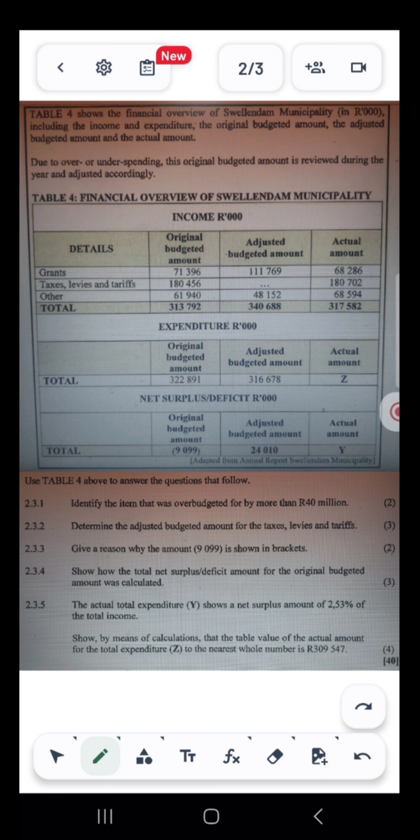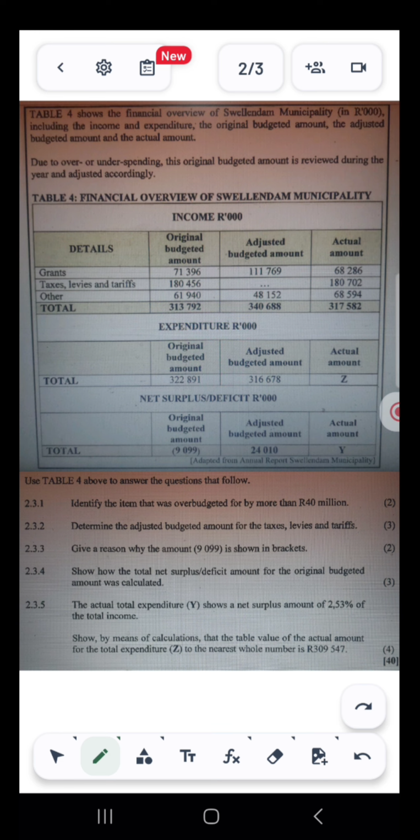And then you have either a net surplus at the end or a deficit. Surplus means under budget, or deficit means they went over budget. So you have under the original budgeted amount a surplus, or over. It's 9,099,000 in brackets, right? That means something. The adjusted budgeted amount is 24 million and 10. Brackets mean something. Then you have the actual amount, which we are not given.